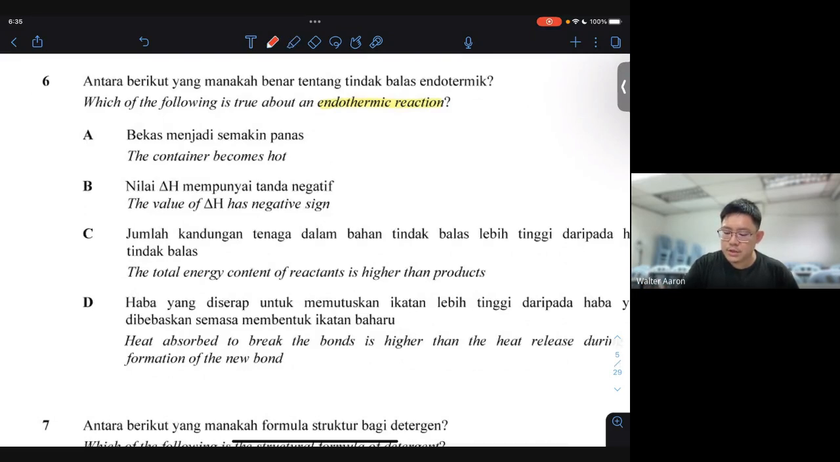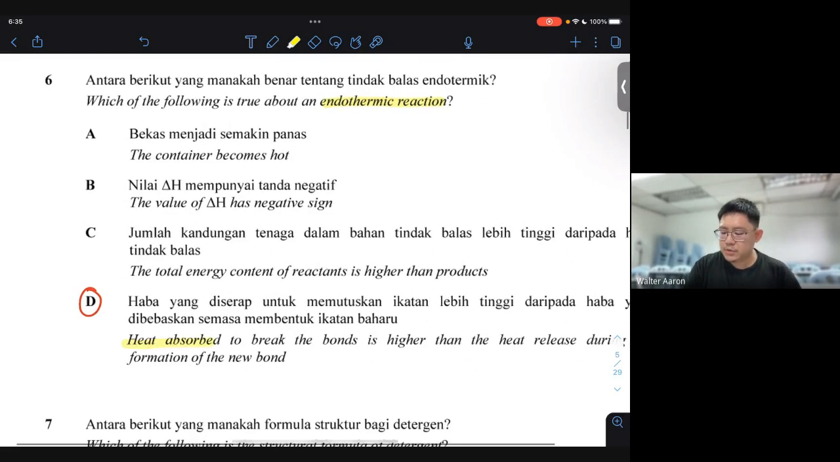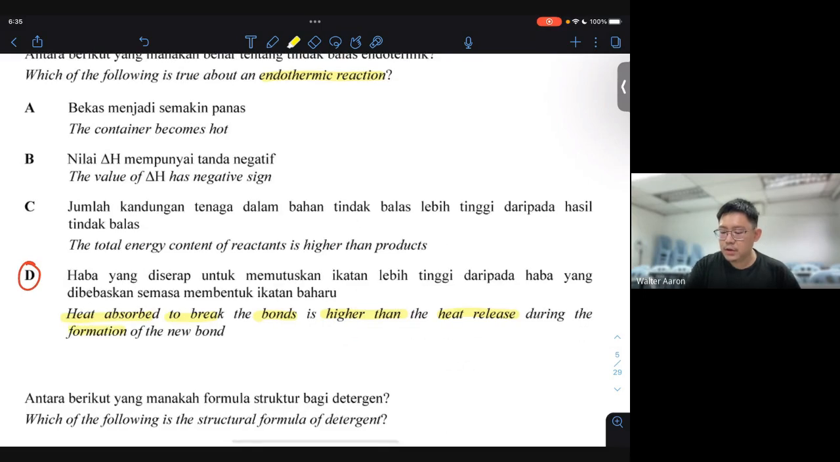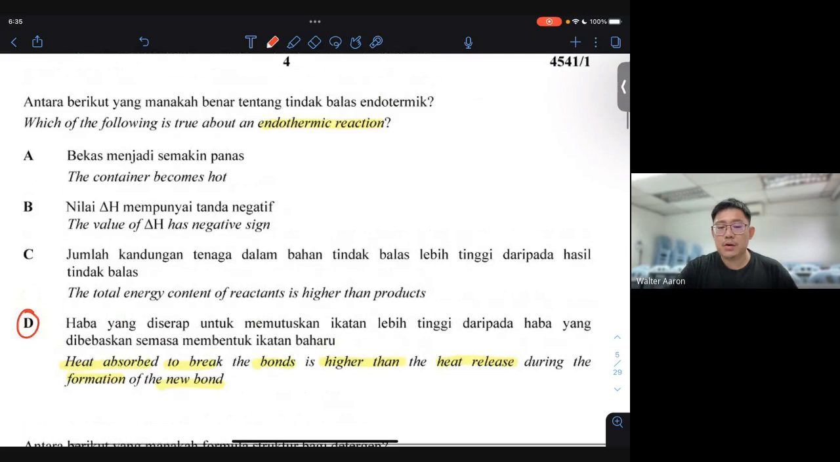You will notice here, they actually describe perfectly what an endothermic reaction is. You see here, heat absorbed to break the bonds is higher than the heat released for the formation of the new chemical bonds. Very simple. For example, let's talk about generally any endothermic reaction. Okay, I'll give you an example of an unknown substance. So we go A plus B and we get C plus D, for example.